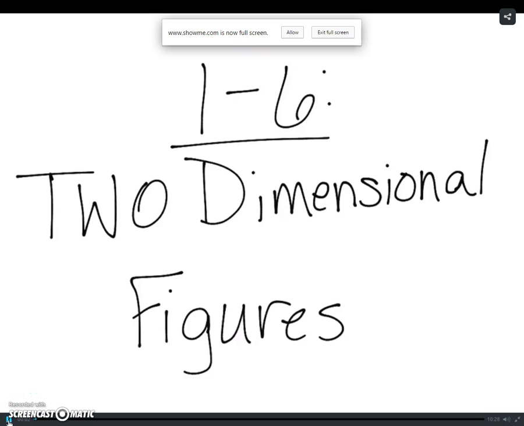Today we're talking about two-dimensional figures. You might also see these referred to as being 2D. The D stands for dimensional. So we're going to be dealing mostly this year with things that are polygons. So we're going to make ourselves a nice little T-chart, and we're going to draw some pictures.